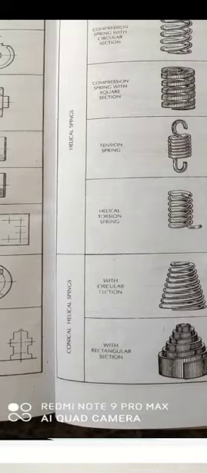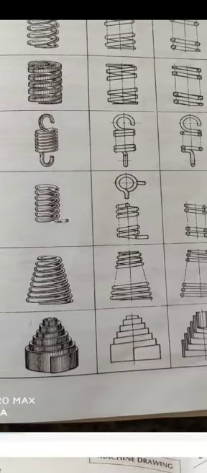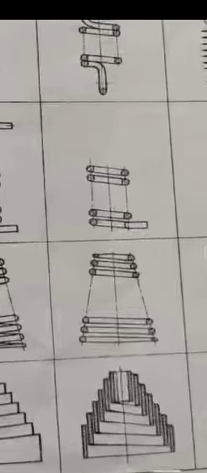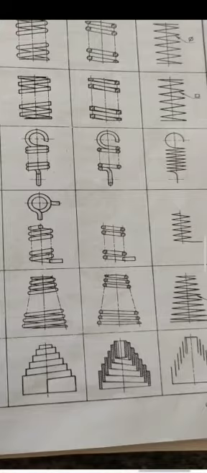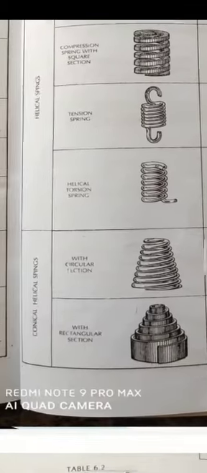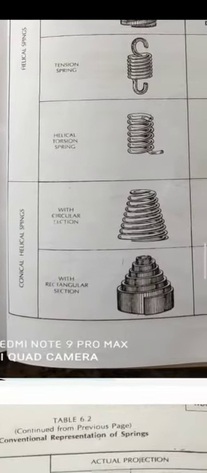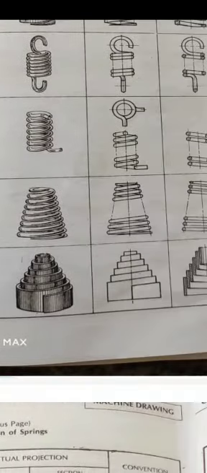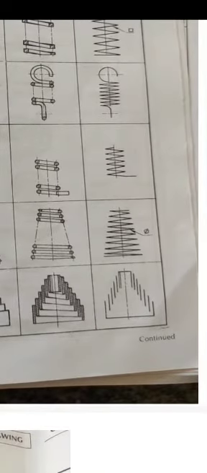Conical helical springs with circular section. This is the front view. This is the section view of the conical helical springs with a circular section. This is a cone-like structure. In the front view, this is the view and this is the sectional view, and in the drawing it is shown with the conventional symbols.